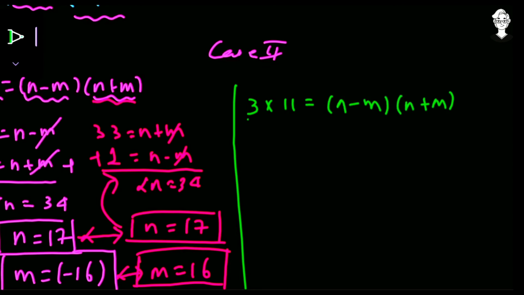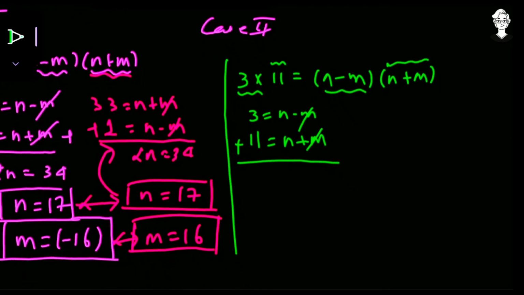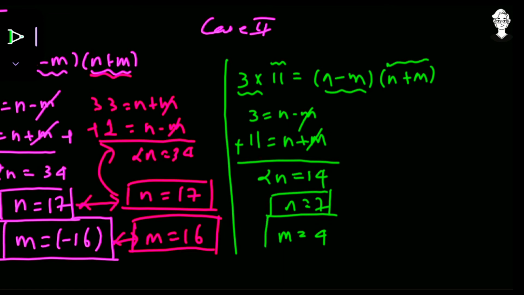Again we will compare 3 with n minus m and 11 with n plus m. So let us do that. 3 is equal to n minus m and 11 is equal to n plus m. So when I add both equations, m and m cancel, what I get is 2 times n is equal to 14, n is equal to 7. When n is equal to 7, I put it in either of those equations, so I obtain m is equal to positive 4.